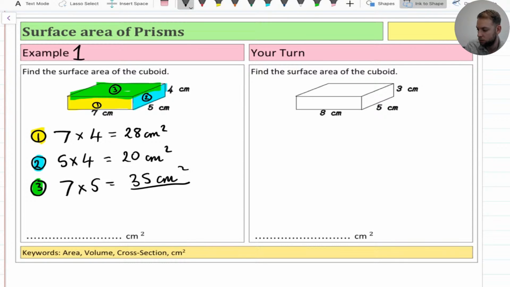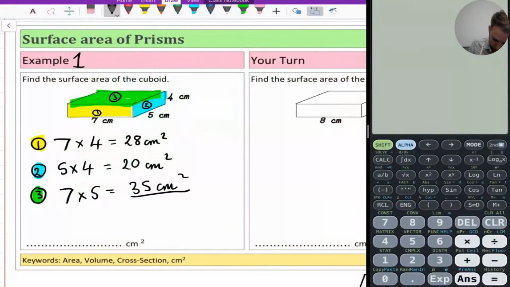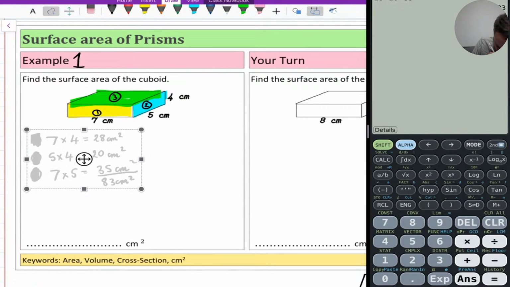Okay, so now what we need to do is add these together. So it's going to be 28, so we're going to add all of these areas together, which is going to be 28 plus 20 plus 35 is equal to, so all of these added together is equal to 83 centimeters squared. Like so.